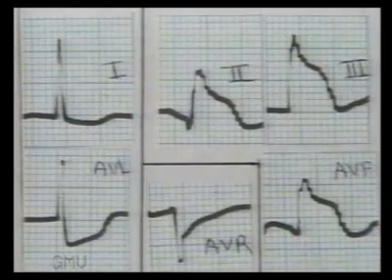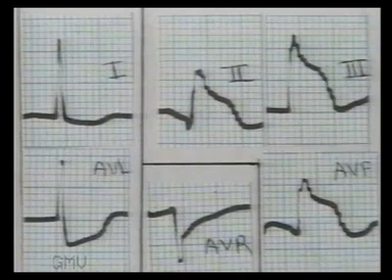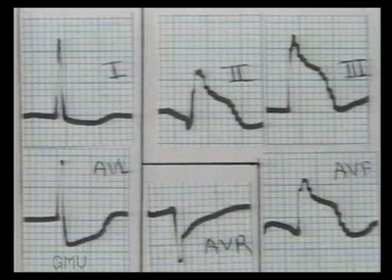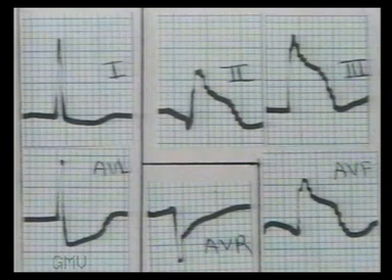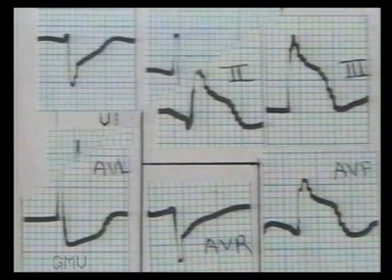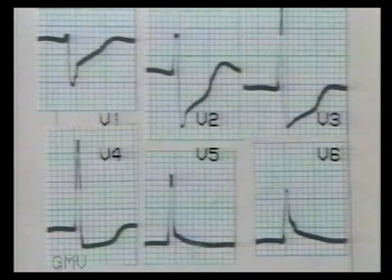In this ECG, leads 2, 3 and AVF on the right show marked ST segment elevation, while leads 1 and AVL on the left show reciprocal ST depression. So this is an inferior wall infarct, a fresh inferior wall infarct. Now see the chest leads. Reciprocal ST depression is seen in V1, V2, V3 and V4 because chest leads face the anterior wall.